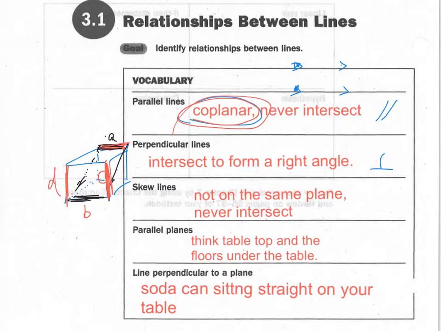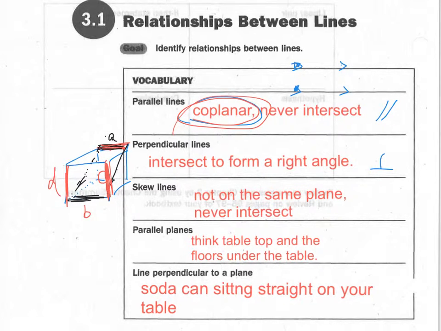Let's see, parallel planes. If you understand parallel lines, you should know parallel planes. In my example here in this cube, the top side and the bottom side are parallel planes. The front side and the back side are parallel planes. They will never intersect. So I always think about my tabletop and the floor under the table. If my tabletop is intersecting with my floor, you know one of my children is in trouble because somebody tipped it over, right?